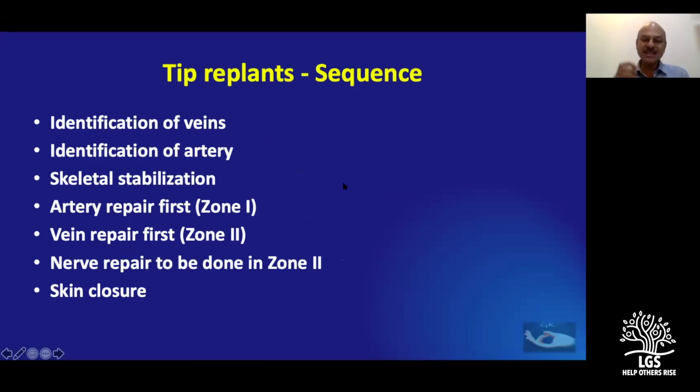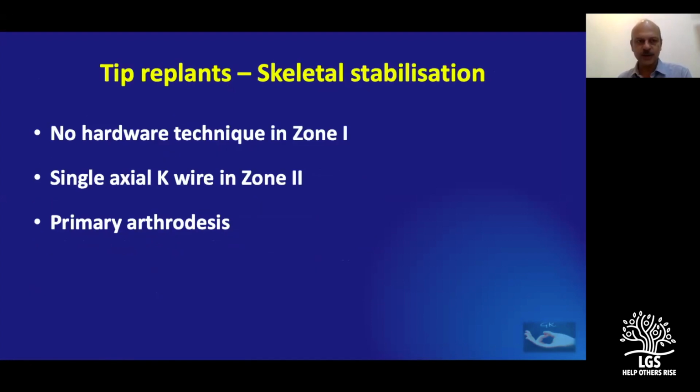So the sequence in tip replants is slightly different from what we saw in the other replants. Here it's the identification of veins, identification of arteries, skeletal stabilization. Artery repair first in zone 2, especially if you're able to find the artery. Vein repair first in the other zone 2. And nerve repair to be done in zone 2, not in zone 1. And skin closure. And skeletal stabilization, there is something known as a no hardware technique in zone 1. And a single axial K-wire in zone 2 and primary arthrodesis can be done.